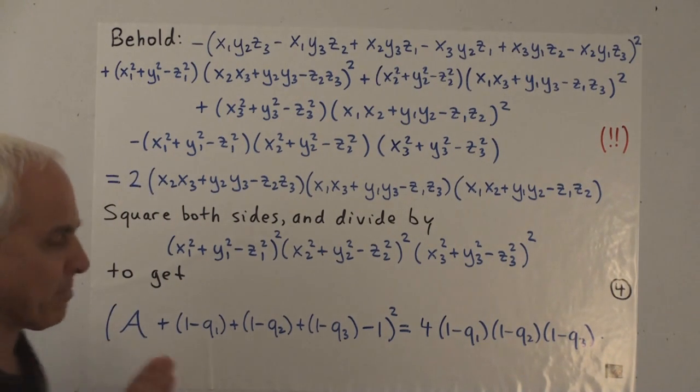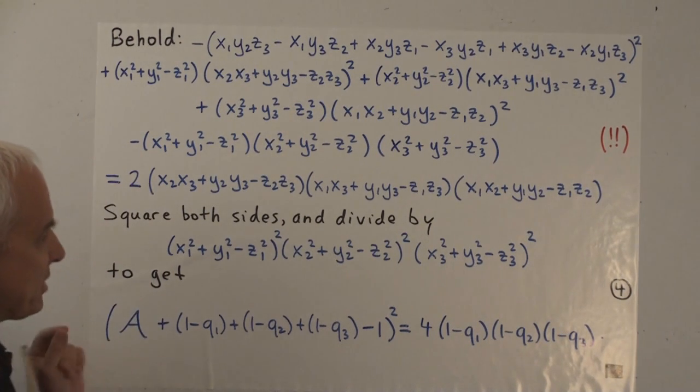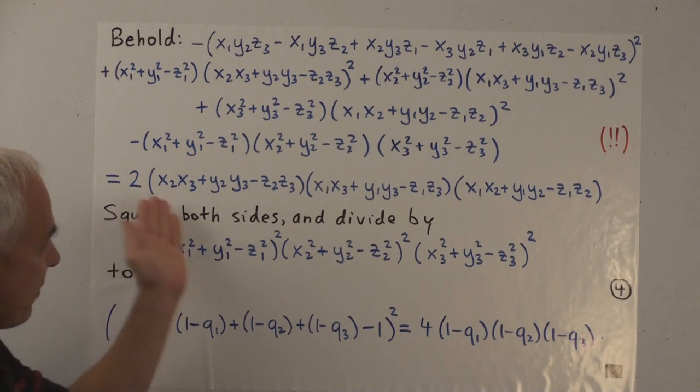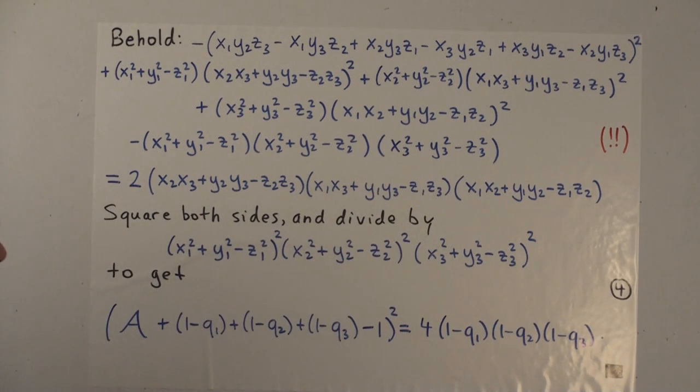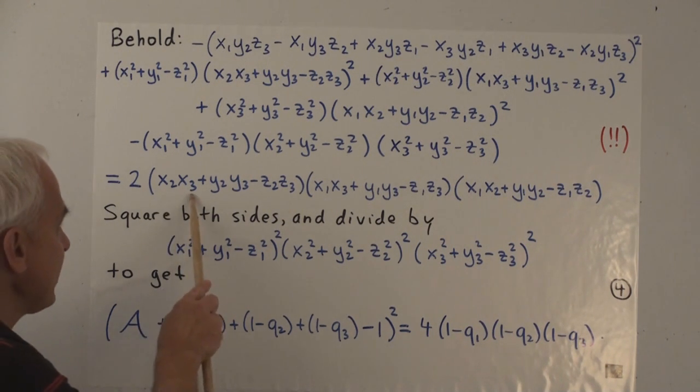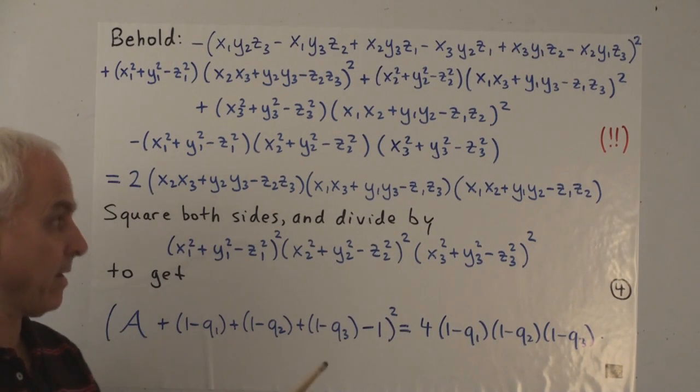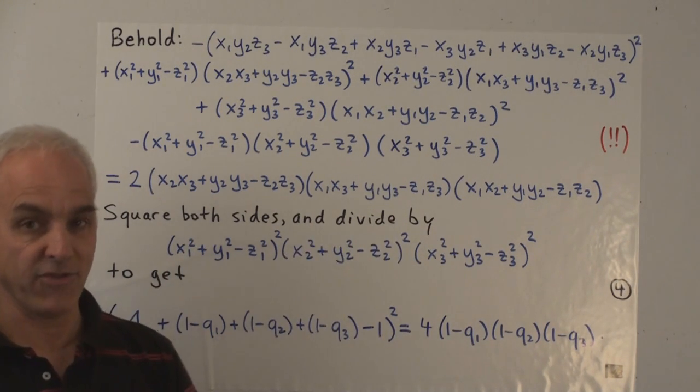Another way of doing that, which is more efficient, is to look at particular terms. For example, let's look at the right-hand side, and at one particular term that might come up there. For example, this thing times this thing times this thing. That's going to end up being a constituent of the right-hand side.